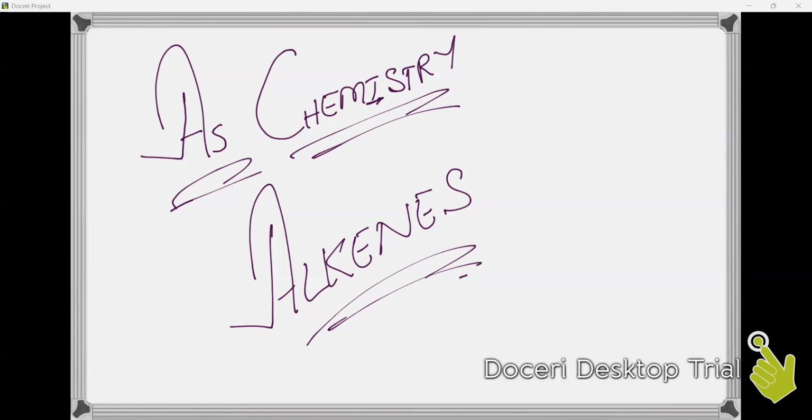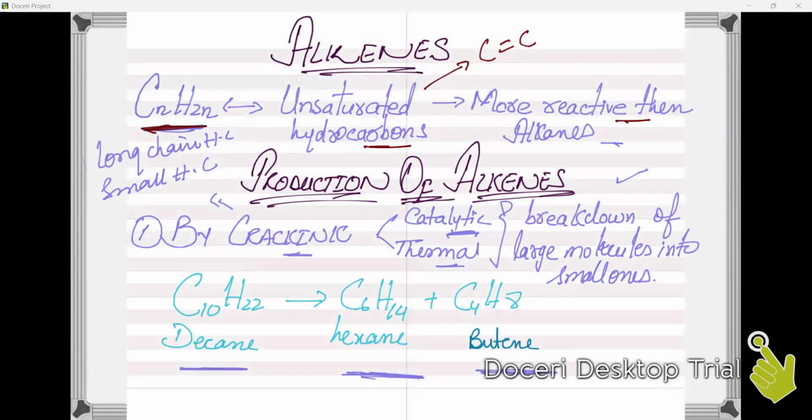So, hi everyone, let's talk about alkenes today. What alkenes are, if we talk about the general formula, is CnH2n. It's an unsaturated hydrocarbon. When we say it's an unsaturated hydrocarbon, what do we mean by that? That it possesses a carbon-carbon double covalent bond.